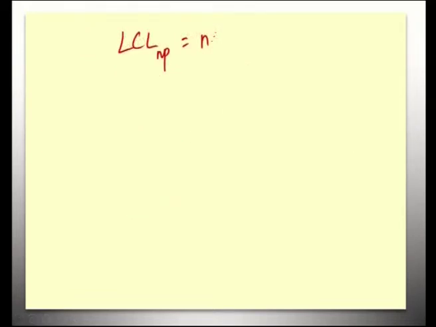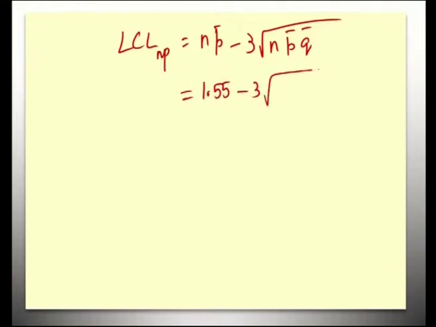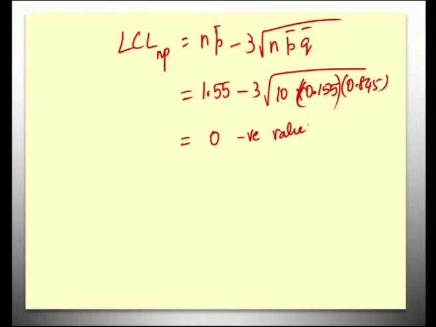Next, LCL of NP is n p bar minus 3 times root of n p bar q bar. Q bar is 1 minus p bar. So, n p bar is 1.55 minus 3 into root of 10 into 0.155 into 0.845. And the value is coming to be negative, therefore, we take the value as 0 because negative values are not allowed. So, LCL of NP is 0.